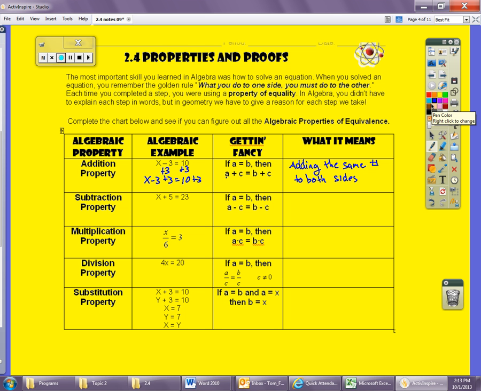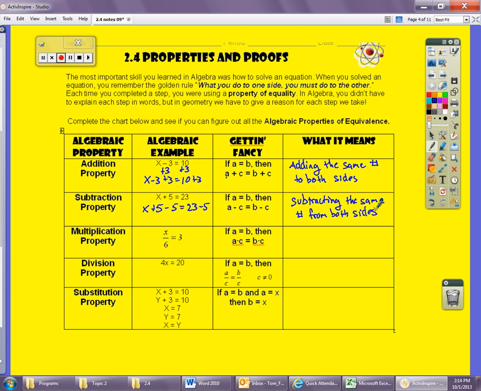And like the addition property, the subtraction property: we have x plus 5 equals 23. Well, we can do x plus 5, and we can do minus 5, and 23 minus 5. Getting a little bit fancy here, if we have a equals b, then a minus c equals b minus c. What that means is we're really just subtracting the same number from both sides. And we subtracted 5 from both sides there. We were able to do that because of our subtraction property of equality, where whatever we do to one side, we do to the other side.